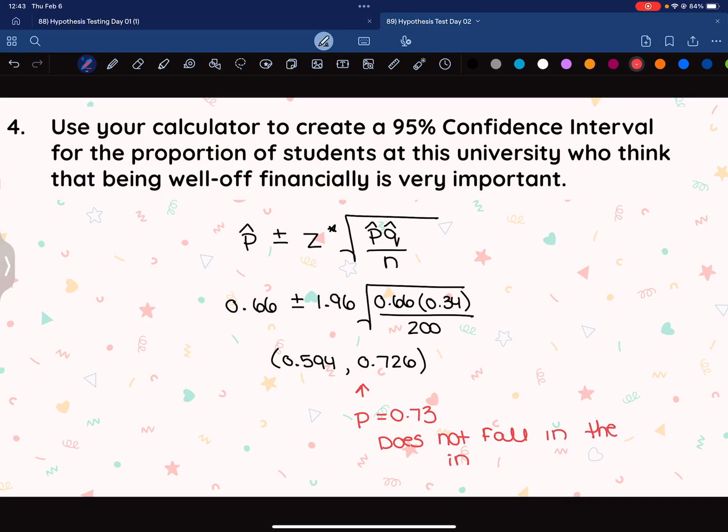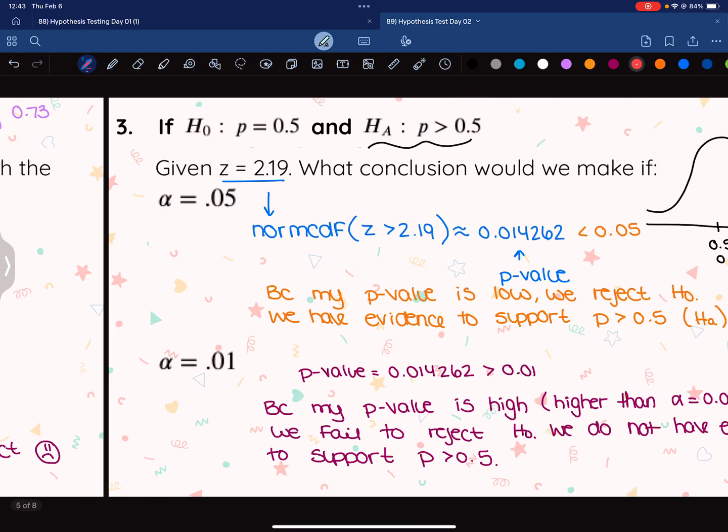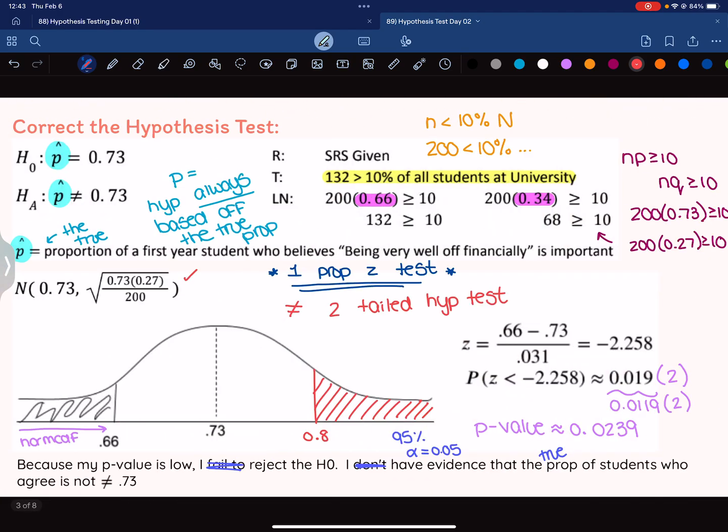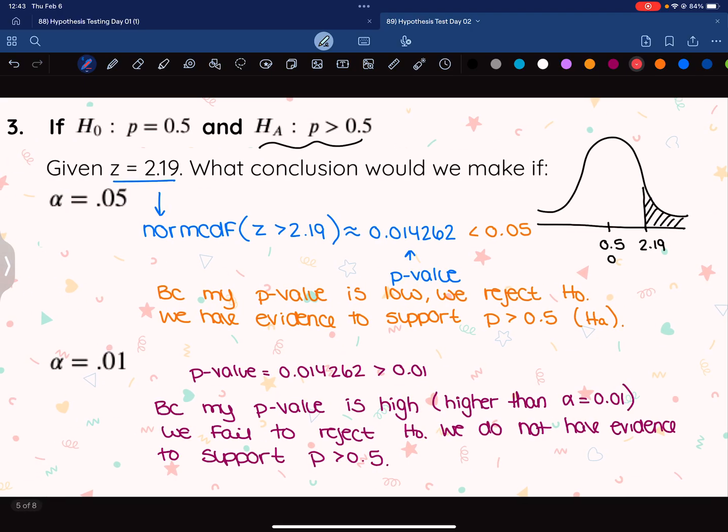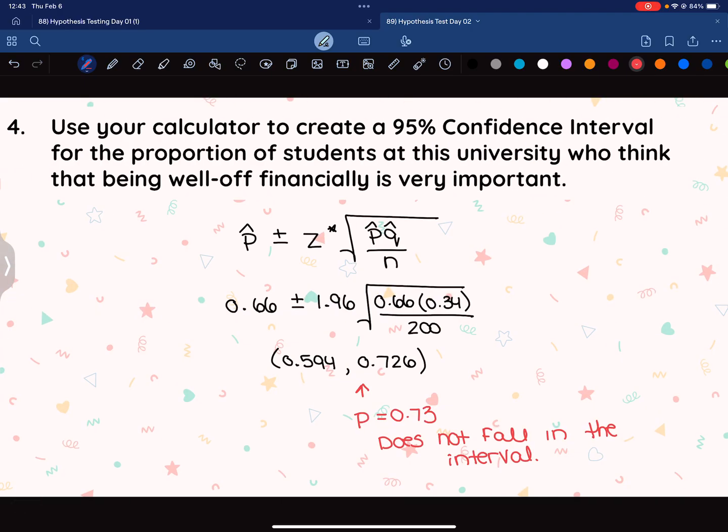So ultimately, we would have had the same conclusion, right? We would have said that when I came back here, if I look at this, my p-value is low, I reject H0. I have evidence to support the true proportion of students is not 0.73. And then for my sample, when I take my sample and build an interval, 95% confidence, it does not fall within our interval. So again, I would have said that this is not falling within it.